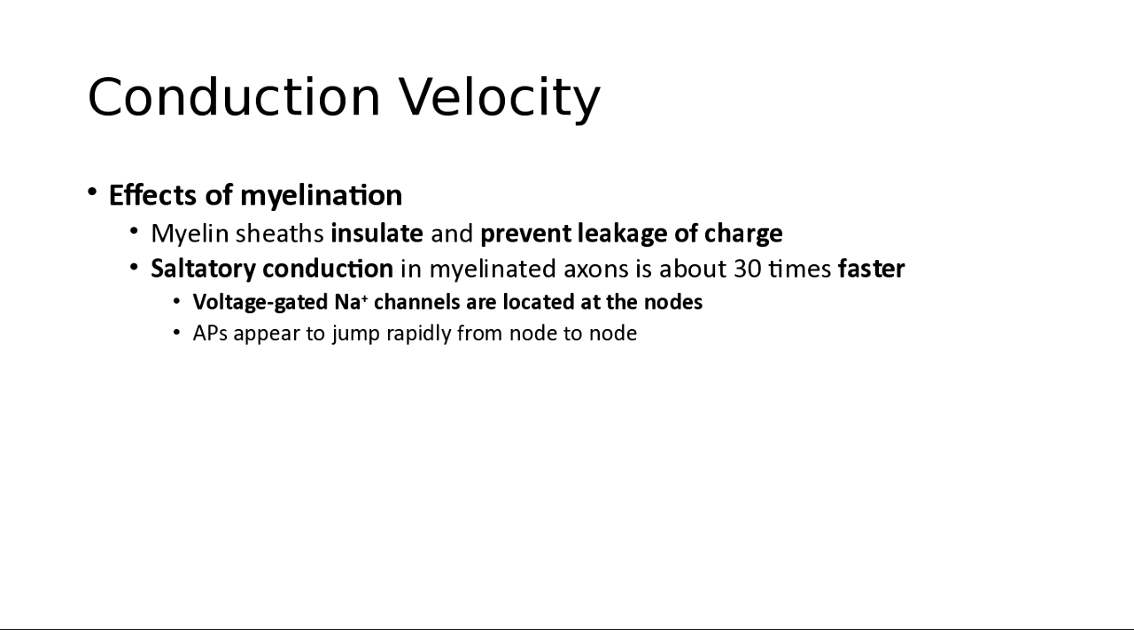Myelination insulates and prevents leakage of the charge, and saltatory conduction, which is about 30 times faster, actually jumps from one node to the next. Voltage-gated sodium channels are located at those nodes.